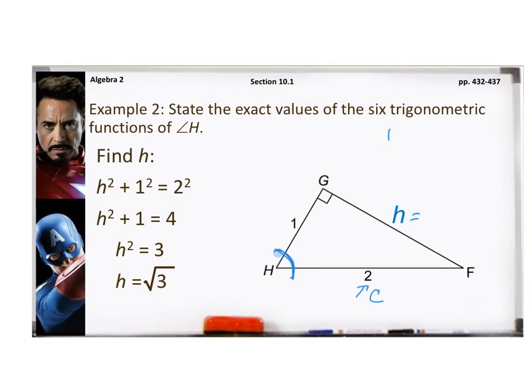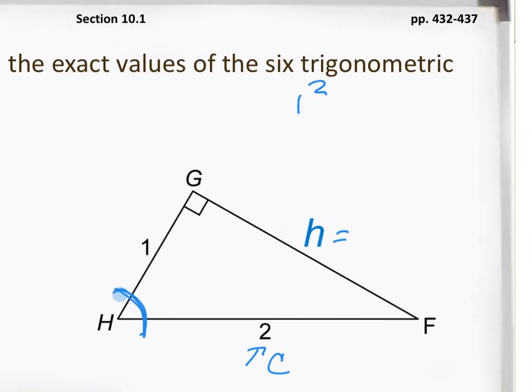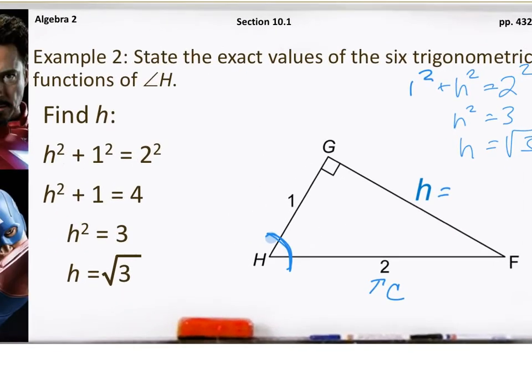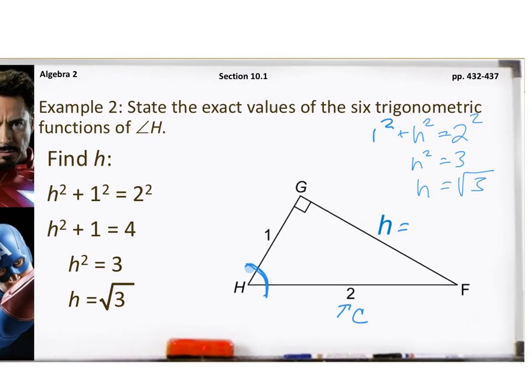So I have 1 squared, I'm trying to make it bigger so I can show you better. 1 squared plus h squared equals 2 squared. So that's 1 and 4. So h squared equals 4 minus 1, or 3. So h is the square root of 3. Okay. All right, we're going to move on to the next slide.